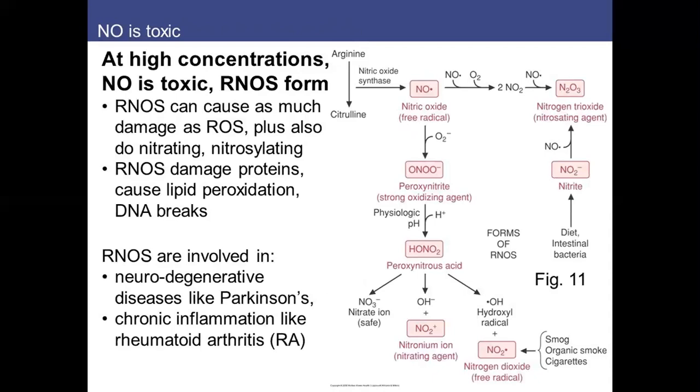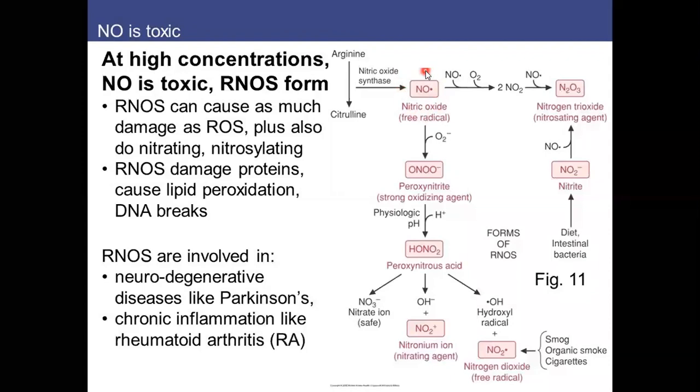So nitric oxide at high concentration can be toxic because it can form reactive nitrogen oxygen species. You can see here that when the nitric oxide, okay, let me use annotation.